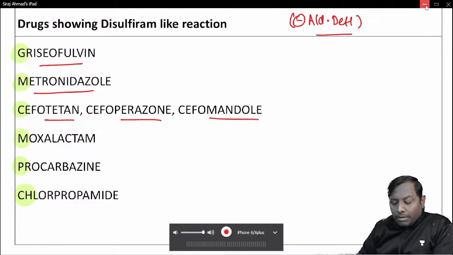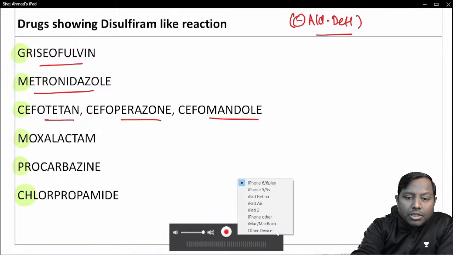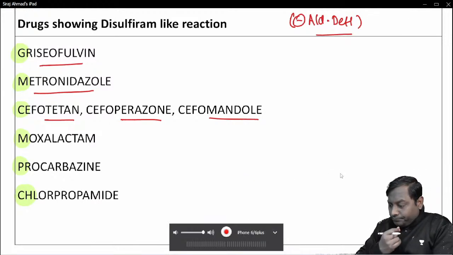Okay. Procarbazine, an anti-cancer drug. Chlorpropamide, it's a first generation sulfonylurea. Which is the first generation sulfonylurea? Chlorpropamide is the first generation sulfonylurea.